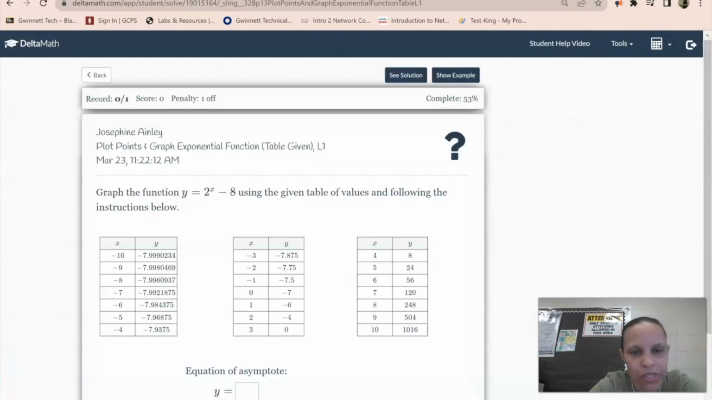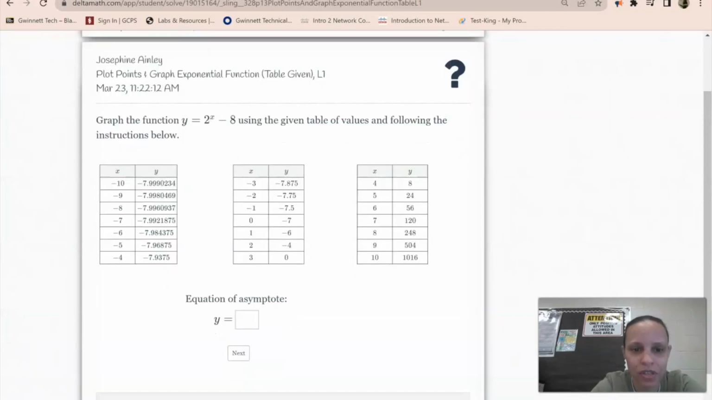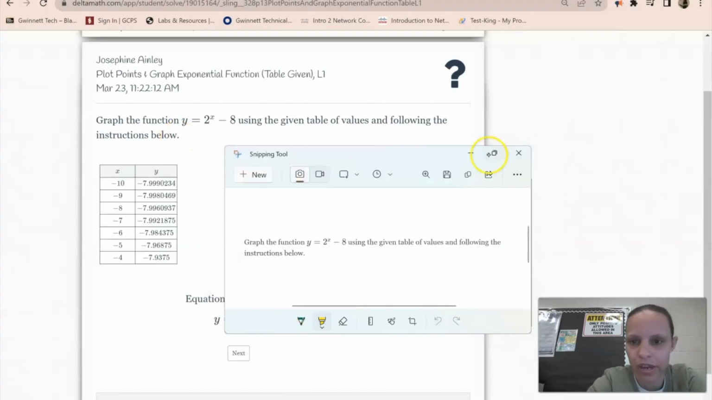All right, plot points and the exponential. So they give you this table and they ask you what the asymptote is. All right, so the asymptote of any exponential function, as a matter of fact, I'm going to do the asymptote and the y-intercept in case you need that later.